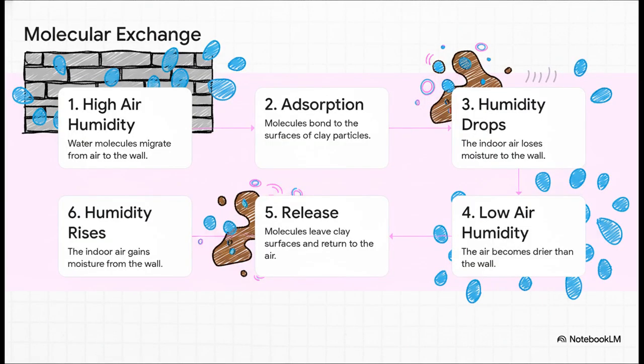So let's look at how this actually works, the mechanism behind it. When the air is humid, water molecules are literally drawn out of the air, and they bond, the technical term is adsorbed, onto the surfaces of the clay particles within the wall. As the wall takes on this moisture, the humidity in the room drops. Now, when the air becomes drier than the wall, the opposite happens. Those molecules are released back into the air, and the indoor humidity rises. It's this constant process of seeking equilibrium.